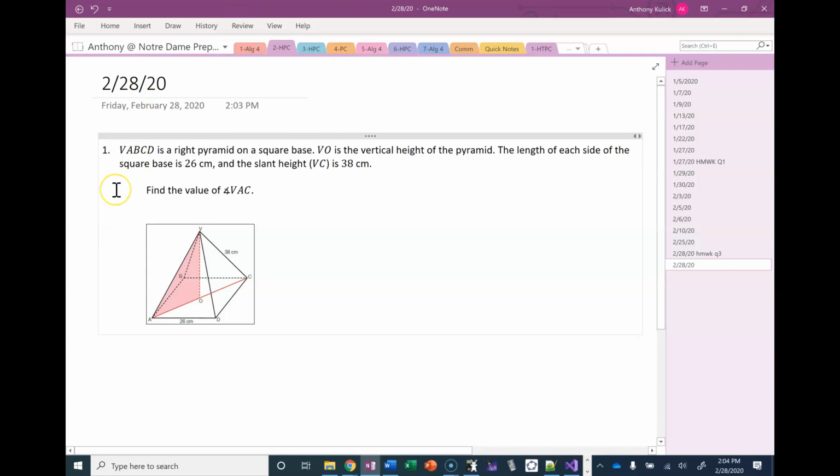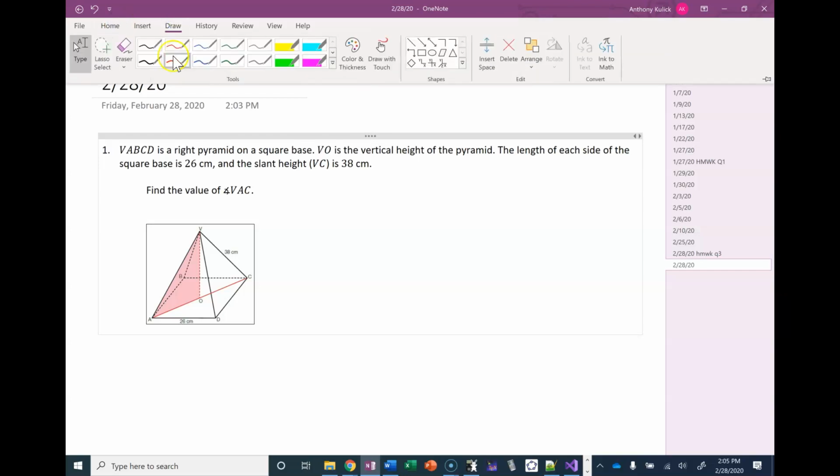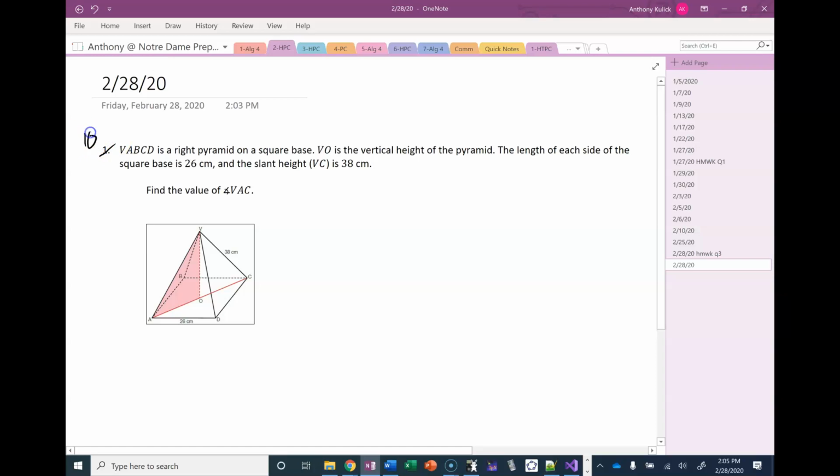All right. So number 10 says that VABCD is a right pyramid on a square base. VO is the vertical height of the pyramid. The length of each side of the square base is 26. And VC, the slant height, is 38. And we want the angle measure for VAC. Okay? Well, this is not so bad.